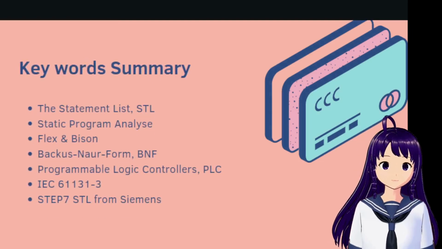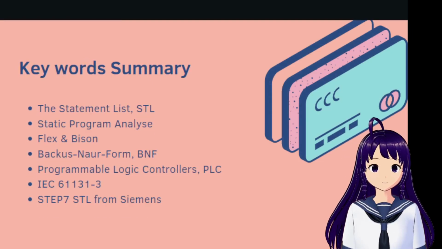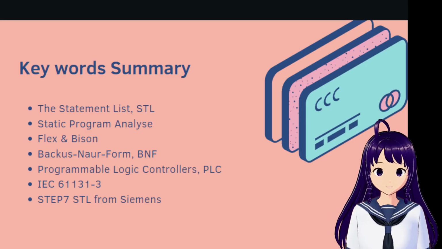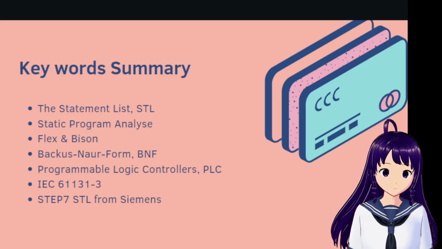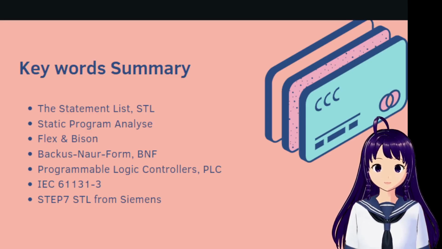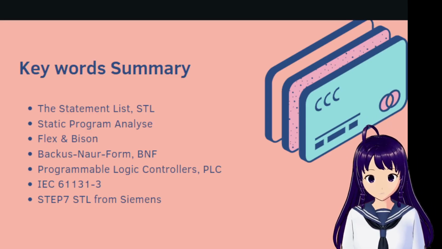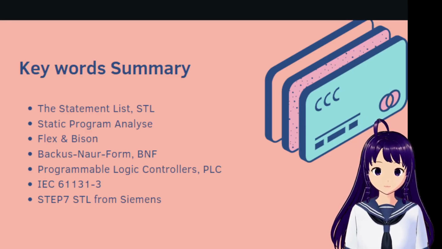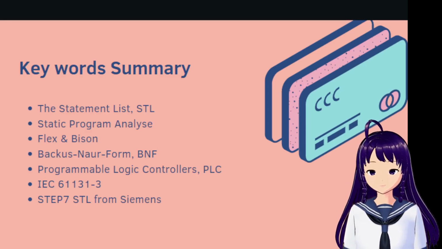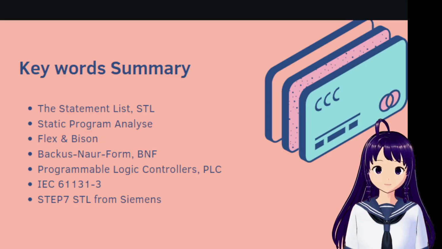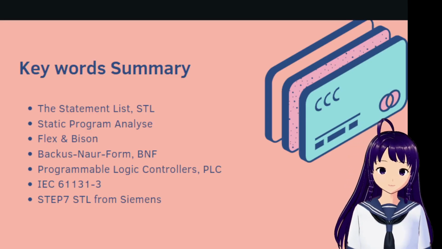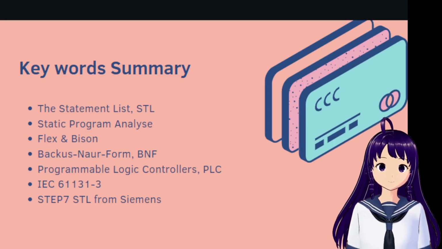And here are 7 keywords to know, which will be mentioned after a while. STL, short for Statement List, is a low-level assembly language. Static program analysis is to analyze computer software performed without actually executing the program. Flex and Bison are a scanner generator and a parser generator, because BNF is a formal grammar for syntax.